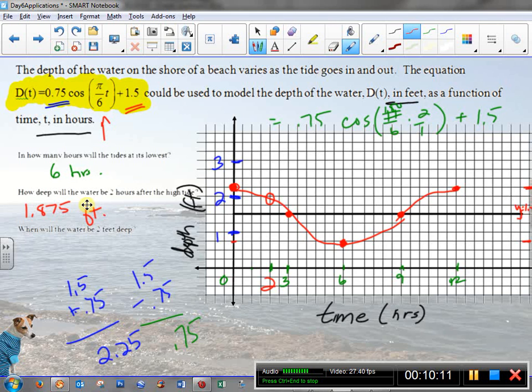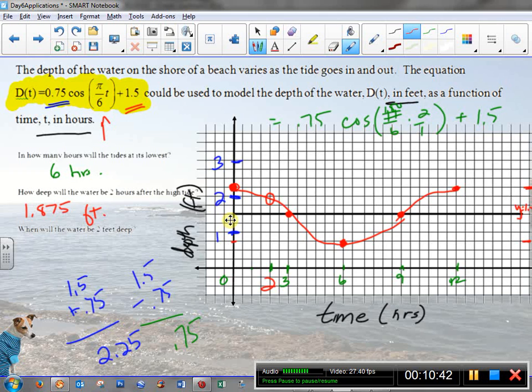Well, the question about when will the water be 2 feet deep is actually involving my y-axis or my depth axis. Now that circle at 2 hours is not at 2, and a graph can be a little bit deceiving, you can't read it from the graph. That's actually 1.875, so how high it goes is actually a little bit under 2.